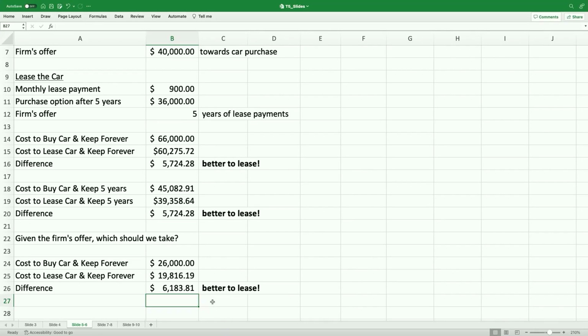Better to lease under the scenario where the firm is offering either $40,000 towards the purchase or making 5 years worth of lease payments. It's still cheaper to lease. It will cost you $19,816.19 to lease. If you buy, it will cost you $26,000. So if you take the job, you should accept the firm's offer to make those monthly lease payments.